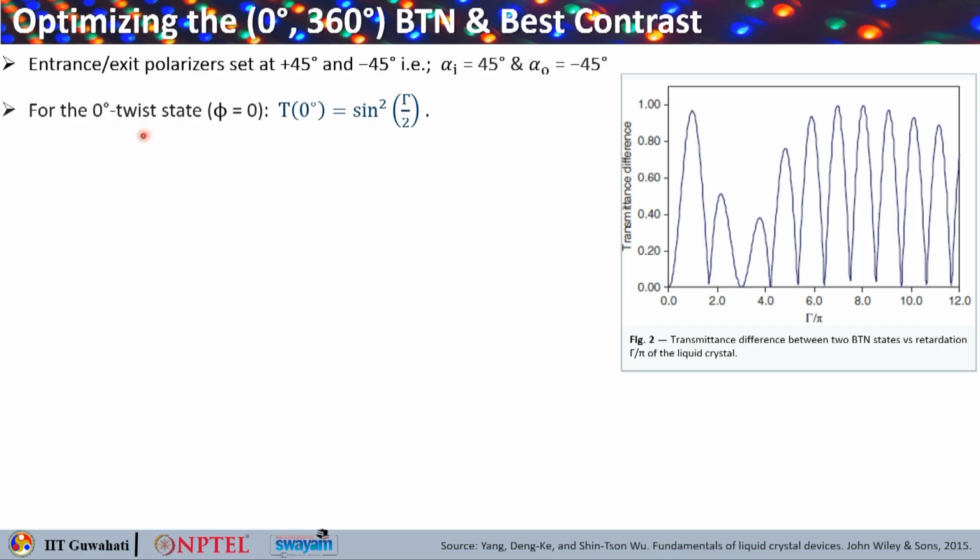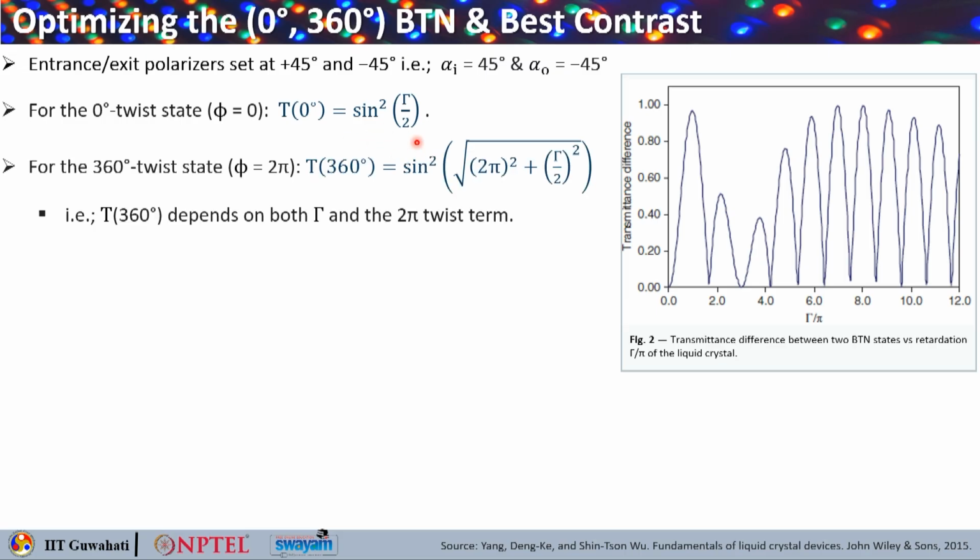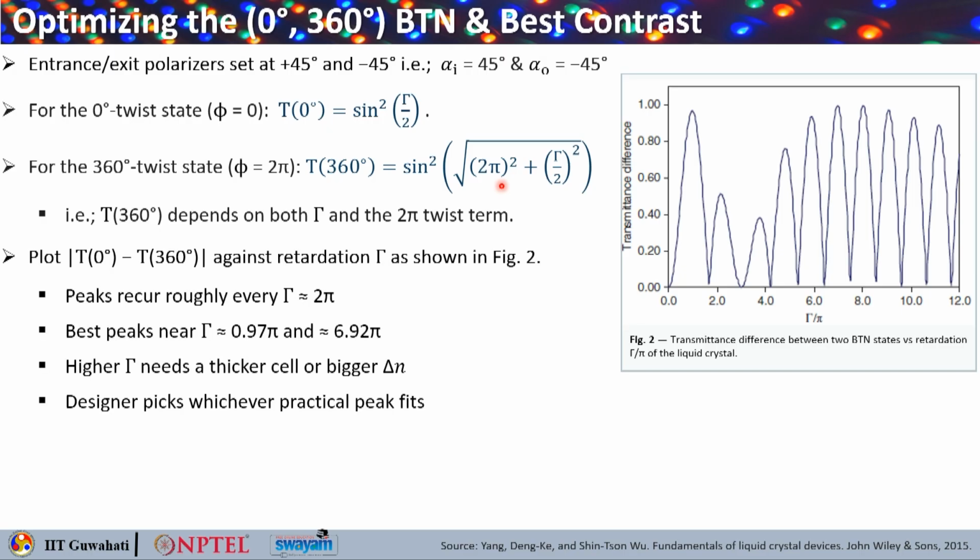And then for the 0 degree twist state, that is phi equals 0, you can actually reduce that transmittance equation from the previous slide to T 0 degree being sin square gamma by 2. And for the 360 degree twist case, you need to put phi equals 2 pi, so that will give you T 360 degree. That comes out to be sin square root of 2 pi whole square plus gamma by 2 whole square. Now you can see this basically depends on both the gamma and the 2 pi twist term.